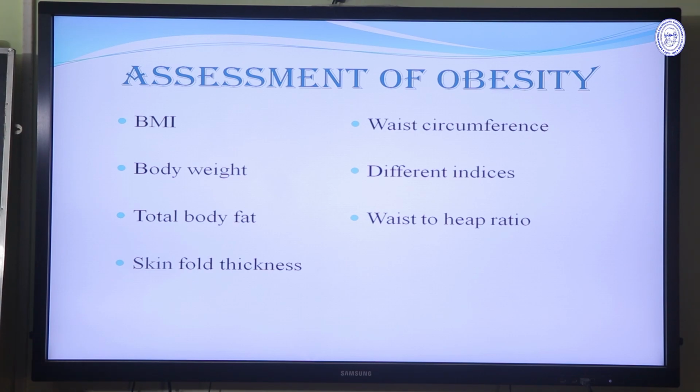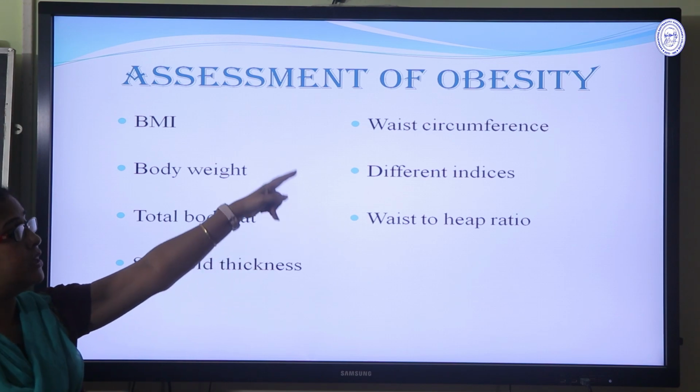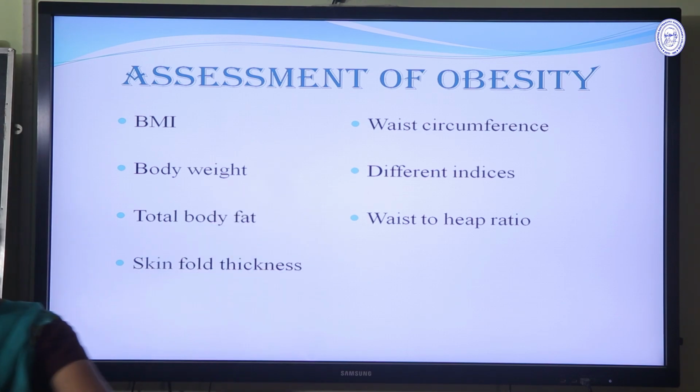So, how can we assess obesity? The easiest but partly inaccurate method is BMI. BMI is a method by which we can measure obesity. Body weight and body weight percent is another method. Others include total body fat, skin fold thickness, waist circumference and hip circumference, waist to hip ratio, and different indices.